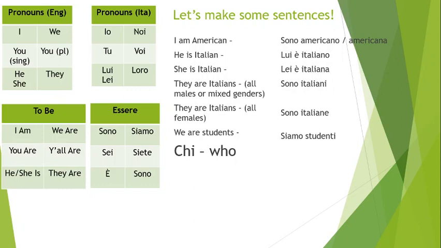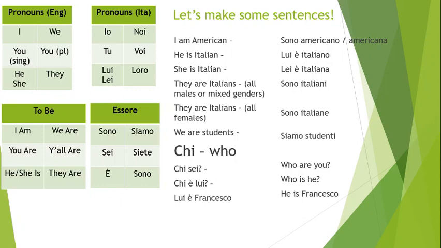So now that we have that tool, we can make a little bit more complex sentences. Chi sei? This is a question and it means who are you, right? You could also say chi sei tu, but it's not necessary. You can just say chi sei. Who are you? Chi è lui? Who is he? Lui è Francesco. He is Francesco, right? Chi è lui? Lui è Francesco.